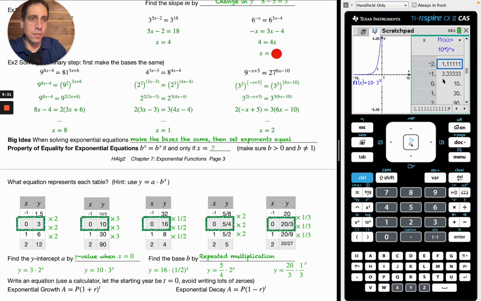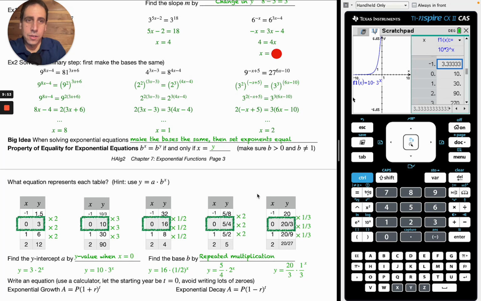10/3 is the same thing as 3.3333. And it goes up as high as 90 right here. So that's what that looks like on the Inspire. Here, when the x value is 0, the y value is 16, so it's 16. And it's being multiplied by 1/2 each time, which is the same thing as dividing by 2. 32 divided by 2 is 16, or times 1/2 is 16, times 1/2 is 8, times 1/2 is 4.